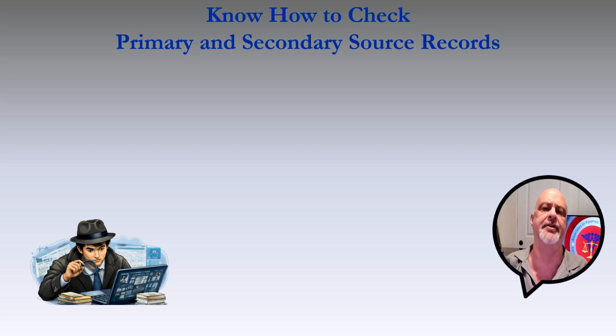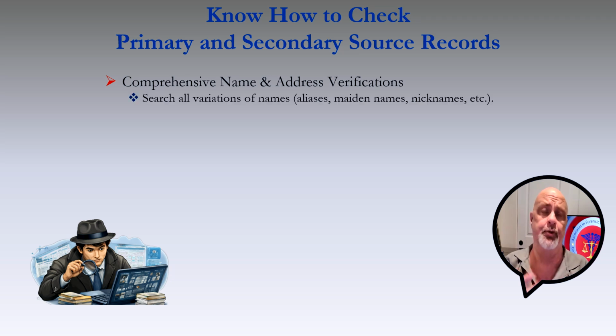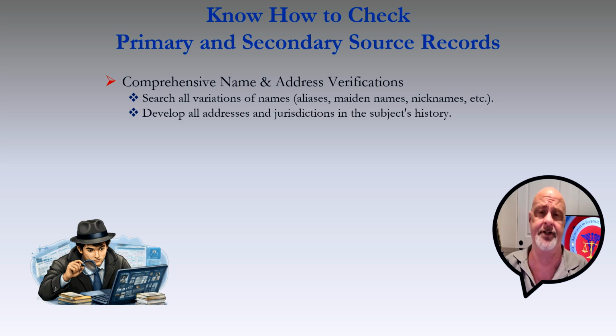So in this chapter, know how to check primary and secondary source records. The first thing I want to talk about is comprehensive name and address verifications, because you really have to have that in order to continue on with anything. And in fact, that might be the only purpose that you're doing any kind of records check or investigation. So you have to have accurate information. If you don't have it, you're going to have to develop it. Or like I said, that might be part of your task.